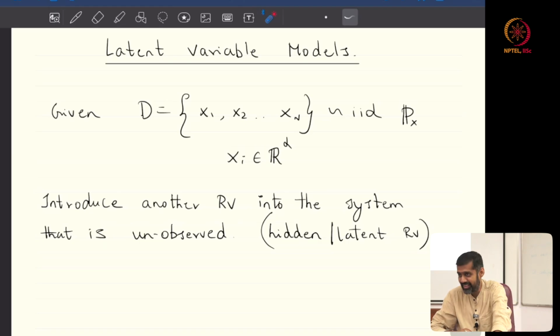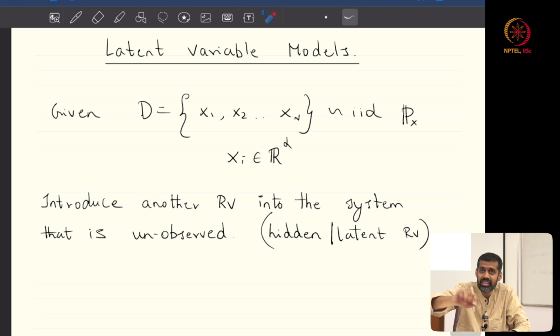See, what happens is, as I keep saying, language is too fragile. It fails. Math is what works. So motivation can only take you so far. As far as mathematics is concerned, we have an underlying random variable, a realization and an underlying distribution. We assume that there is one other random variable that we introduce into the system and then model it.